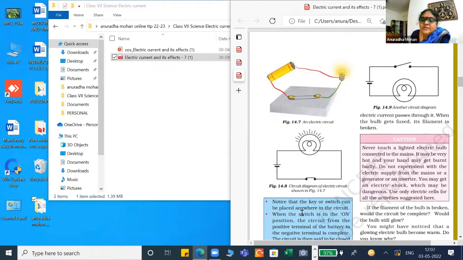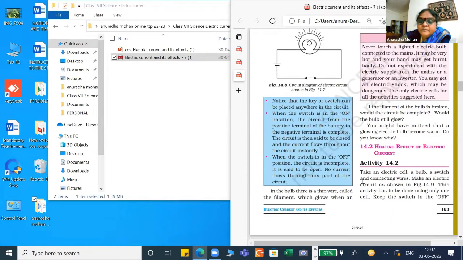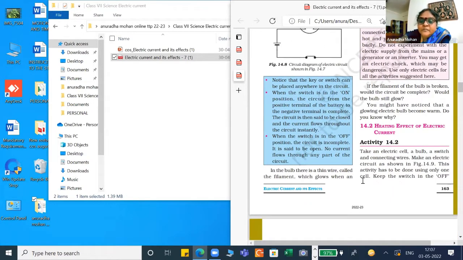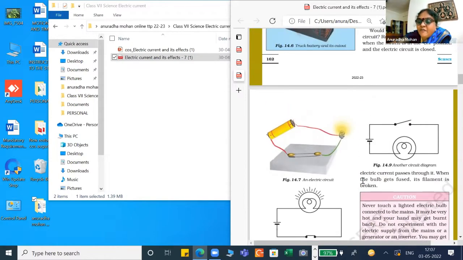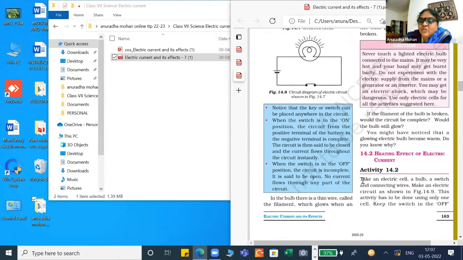On a circuit diagram of an electrical circuit: the switch, the wire, the cell, the positive and the negative, and the bulb. And then you have a very beautiful explanation. And then you have the off and the on, very important. And still children are making mistakes with off and on.